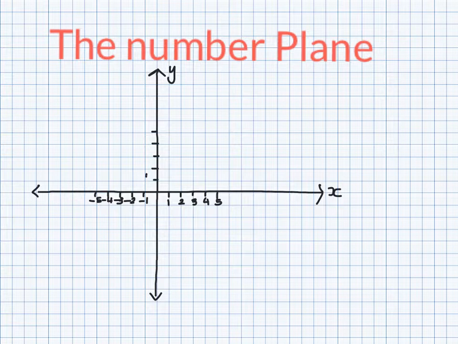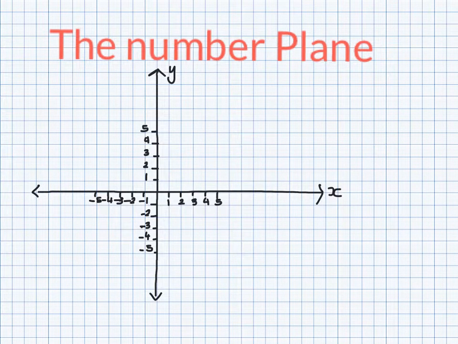And now I'm going to do the same with my vertical axis. So I'm starting at 1, 2, 3, 4, 5, and then I'm going to go down below the x-axis with my negative numbers, -1, -2, -3, etc.